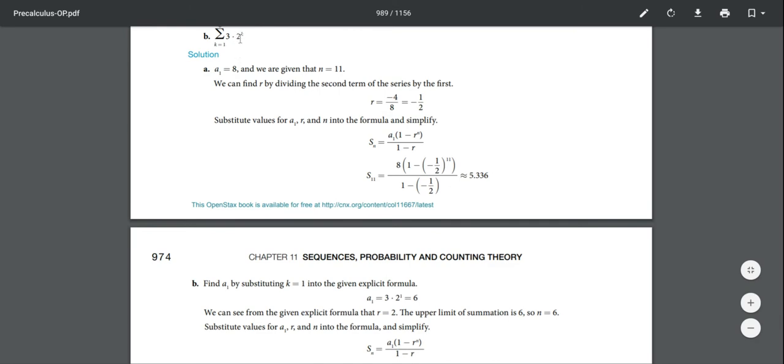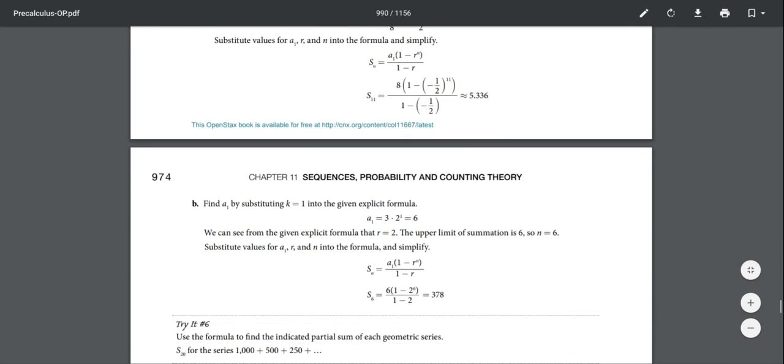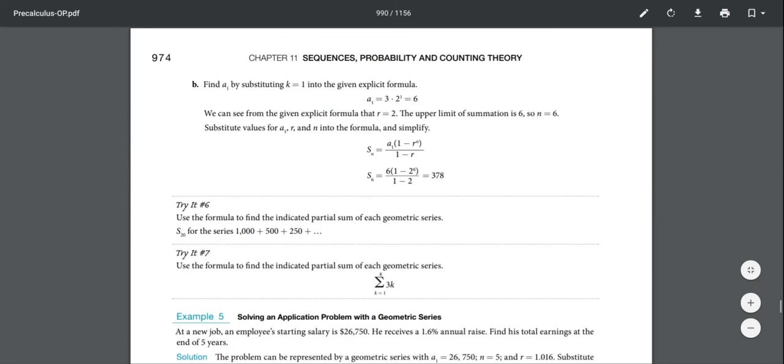this part of the explicit formula that we learned back in the last section. So plugging those pieces of information in, we have the first term was 6, R is 2, and we had 6 terms. And so this is our sum.